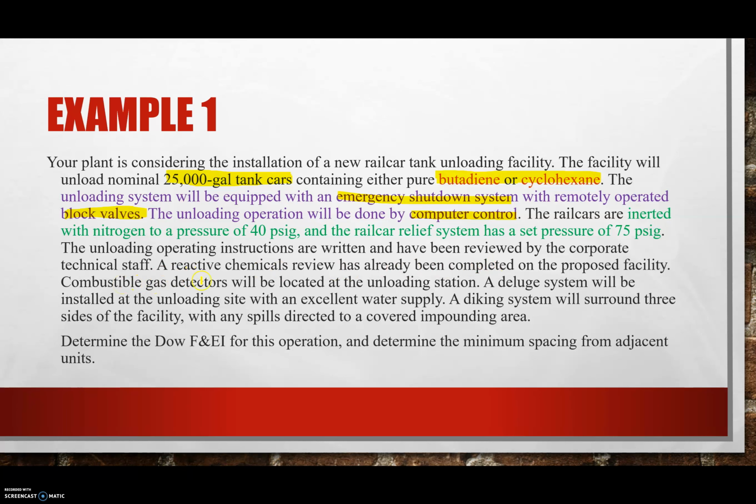The combustible gas detectors will be located at the unloading station. A deluge system will be installed at the unloading site with an excellent water supply. A diking system will surround 3 sides of the facility. Okay, they have a diking system, which will surround 3 sides of the facility with any spill directed to a covered impounding area. Okay, so determine what is the Dow FEI for this operation and determine the minimum spacing from adjacent units. Okay, so this is our question.